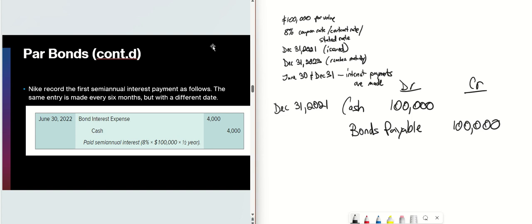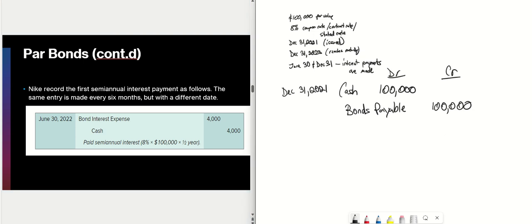Okay, so we see that the bond was issued on December 31st, 2021, a debit to cash and a credit to bonds payable for $100,000 each. And now after half of the first year of the bond being outstanding, the first semi-annual interest payment is going to be made on that bond. So now what Nike has to do is record that. All right. So on June 30th, 2022, so new year, they're going to go ahead and record that interest payment that was made.